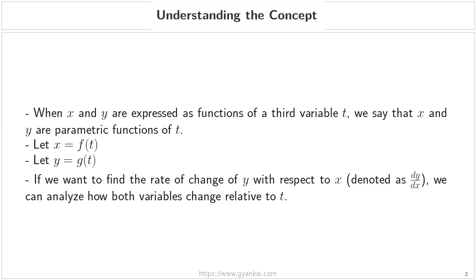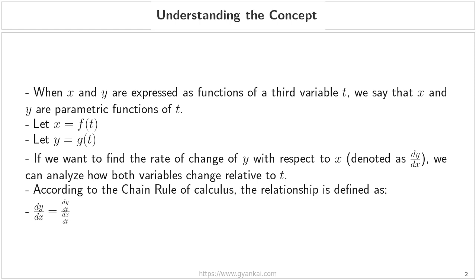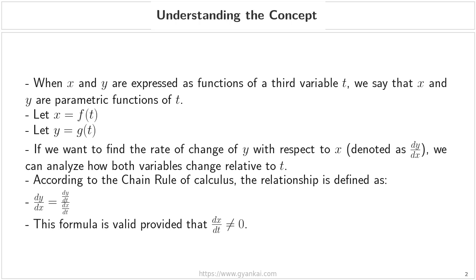Now, if our objective is to find the rate of change of y with respect to x, which we denote as dy by dx, we can achieve this by analyzing how both variables change relative to our common variable, t. According to the chain rule of calculus, this relationship is defined by a specific formula. dy by dx equals the derivative of y with respect to t divided by the derivative of x with respect to t. However, please keep in mind that this formula is only valid provided that the derivative of x with respect to t is not equal to 0, as division by 0 is undefined.